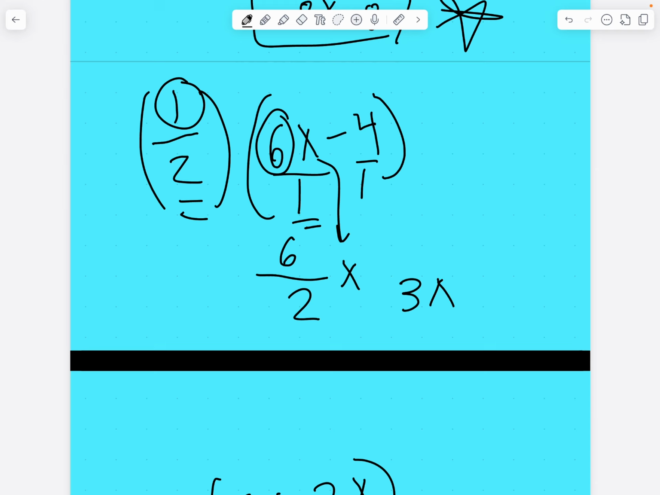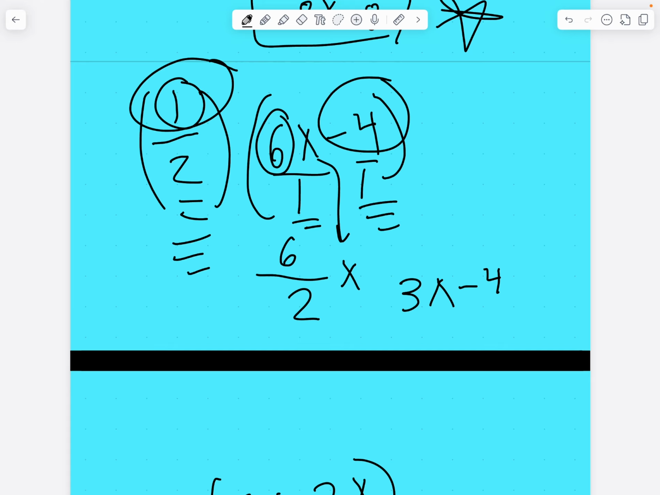3x. Okay, now -4 times 1 is -4. 1 times 2 is 2. -4 divided by 2 is -2. So the answer is 3x minus 2.